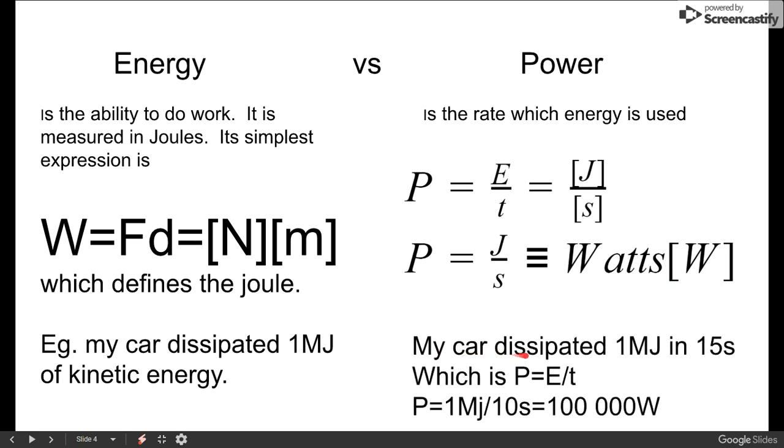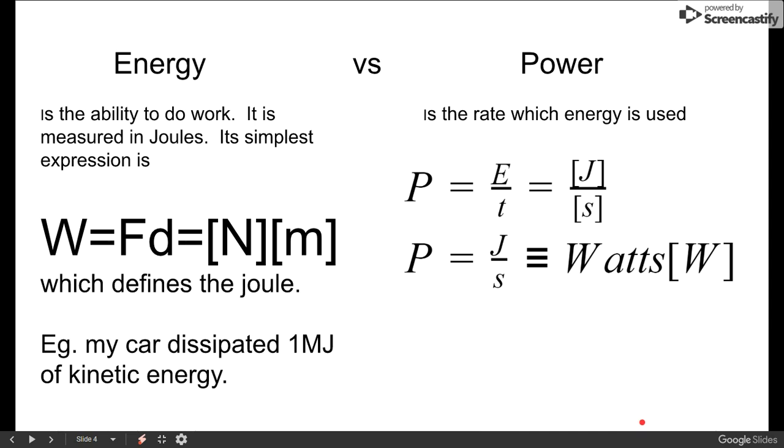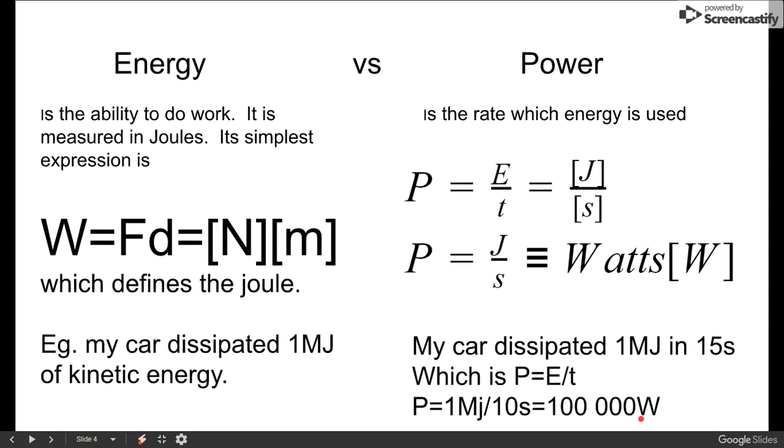So for example, my car dissipated 1 megajoule in 15 seconds. Divide these two numbers and we get roughly 100,000 joules per second, which is a watt. Always convert W to J over S, joules per second, and you will not make any mistakes.